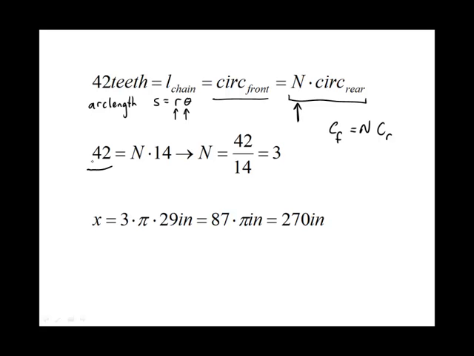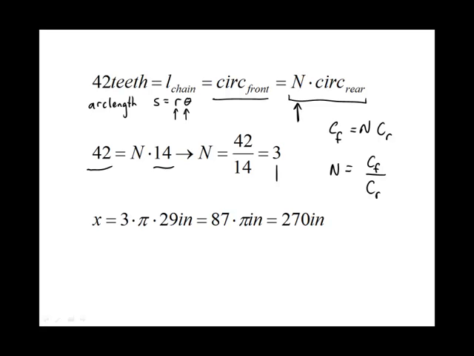So 42 is the circumference of the front sprocket. 14 is the circumference of the rear sprocket. I might also have written n, the number of rotations, equal to the circumference of the front sprocket over the circumference of the rear sprocket. And in this scenario, I find that n is equal to 3. So the rear sprocket has undergone 3 full rotations while the front sprocket has undergone 1 full rotation. Now keep in mind the tire is attached to the rear sprocket. So if the rear sprocket undergoes 3 full rotations, the tire must also undergo 3 full rotations.